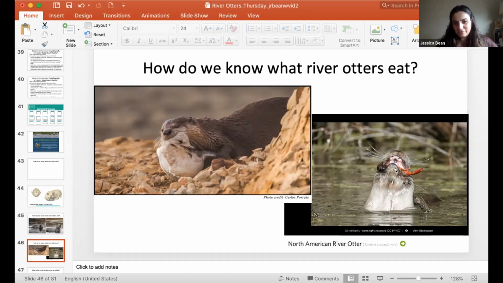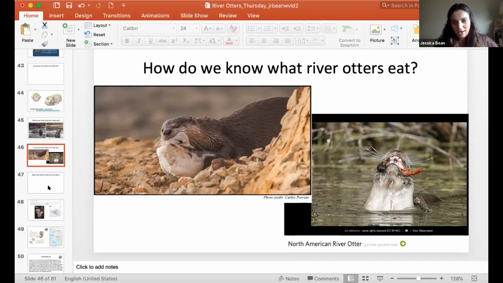And what about this image over here? So I think, Whitney, you said that it looks like the crawdads that you've seen. Yeah, so some kind of crustacean, right? But again, this is from the Otter Project, and this is also from iNaturalist. So people are making direct observations to see what they're eating, watching them eat.